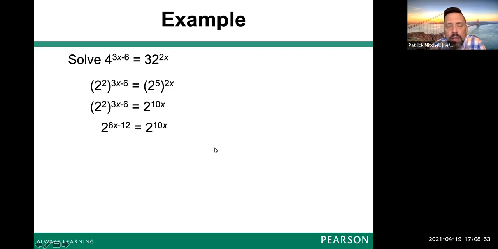And now by uniqueness of b to the x, we can say that if 2 to the 6x minus 12 equals 2 to the power 10x, that can only mean that 6x minus 12 equals 10x. So now we'll subtract 6x from both sides, which gives us negative 12 equals 4x. And then divide both sides by 4, you get x equals negative 3.